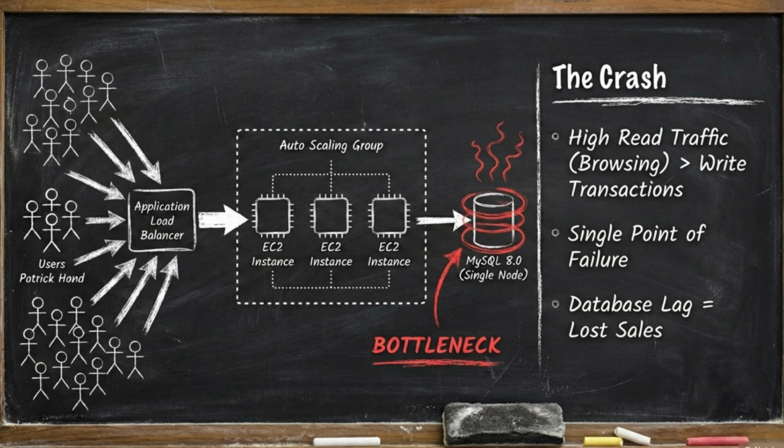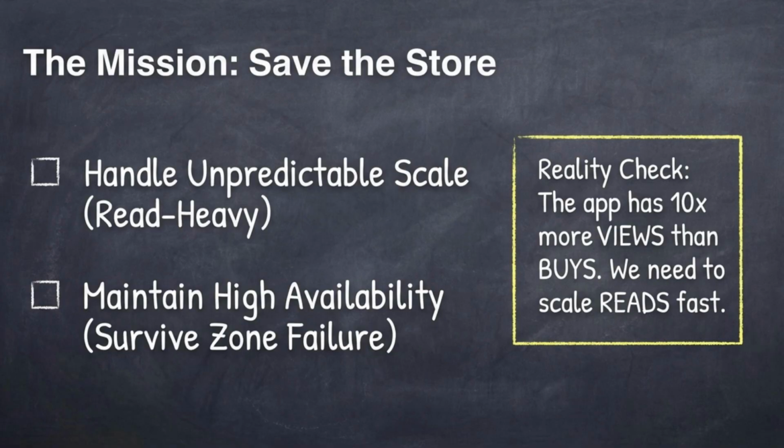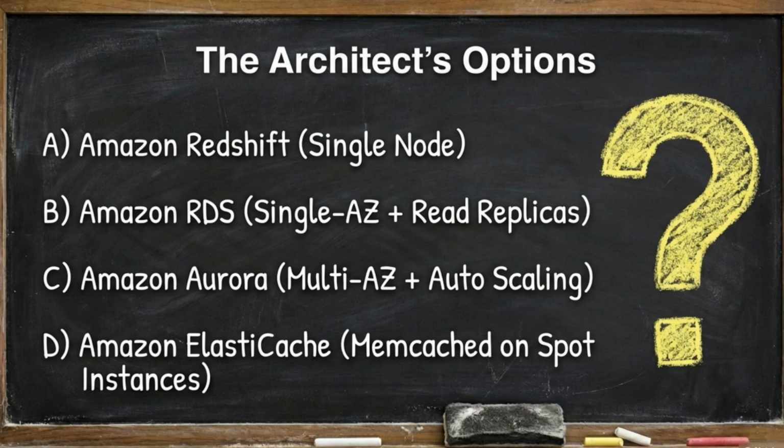There's another important detail. The application handles far more read requests than write transactions. Users browse the catalog, view products, compare prices, and only then do they make a purchase. So the company needs a solution that automatically scales for unpredictable read workloads, maintains high availability. Alright, let's look at the options the architects are proposing.